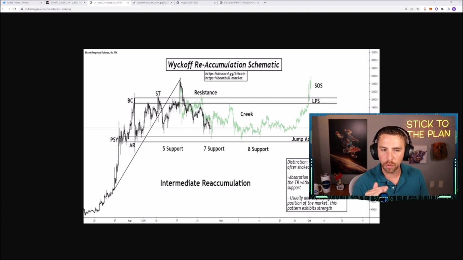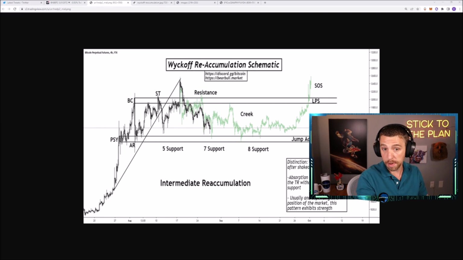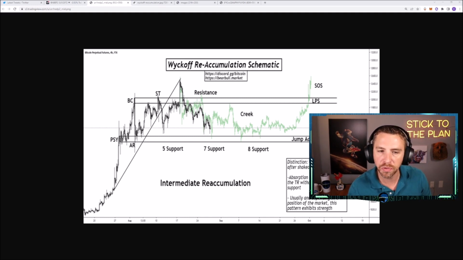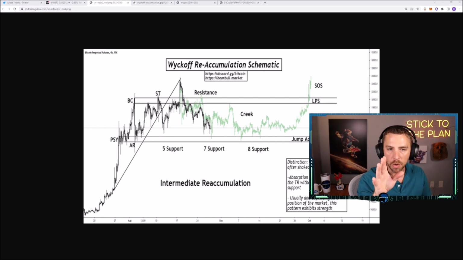So while we are only going to be talking about reaccumulation, understand that the exact opposite is true. The inverse is true. A lot of these concepts will work for redistribution, the opposite side, so we'll get to that later. Let's focus for now on this chart we have right in front of us in the middle of the screen, the Wyckoff reaccumulation schematic. Now, what's happening here?